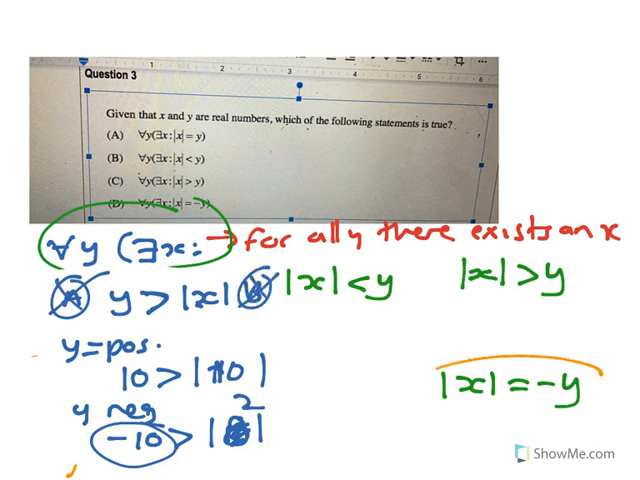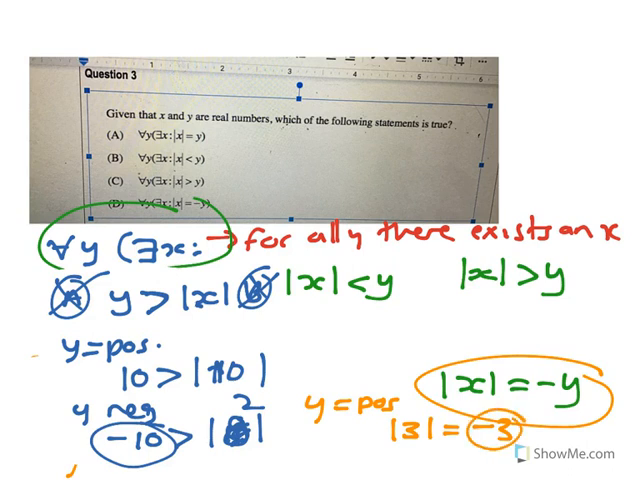Now, if we look at D, it definitely can't be D, because if you put y in there, if y is positive, then you can't get an x value. So your absolute value of 3 equals, you can't get an x value that's going to give you a negative answer. But if y was negative, then you could get x values for that, because it would be a negative and a negative.